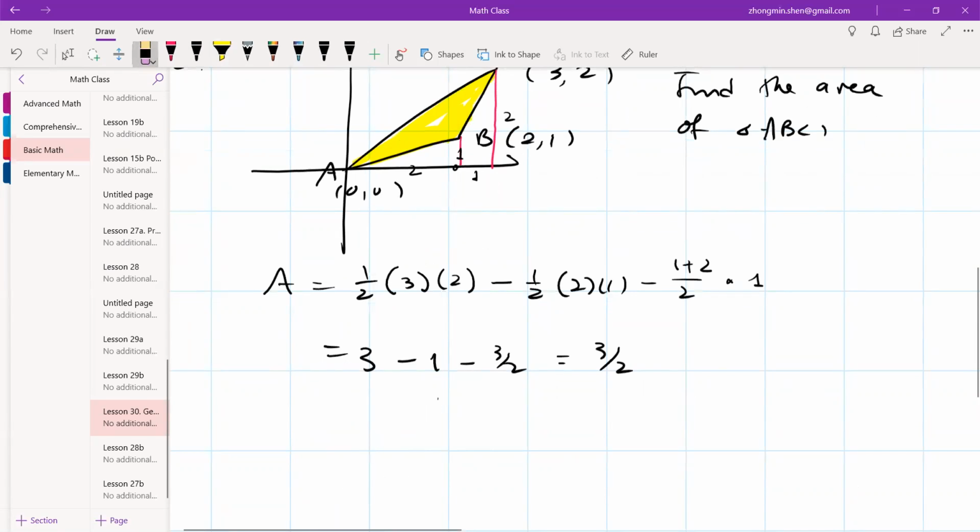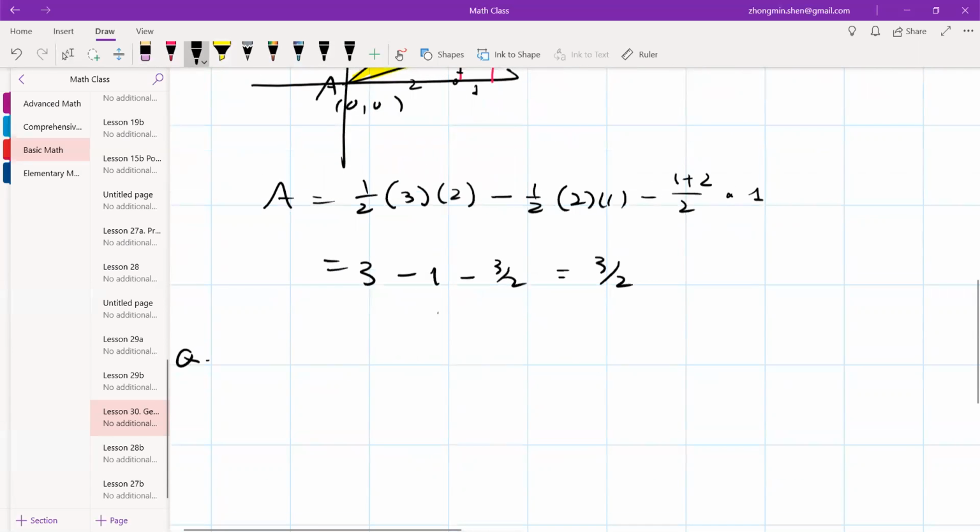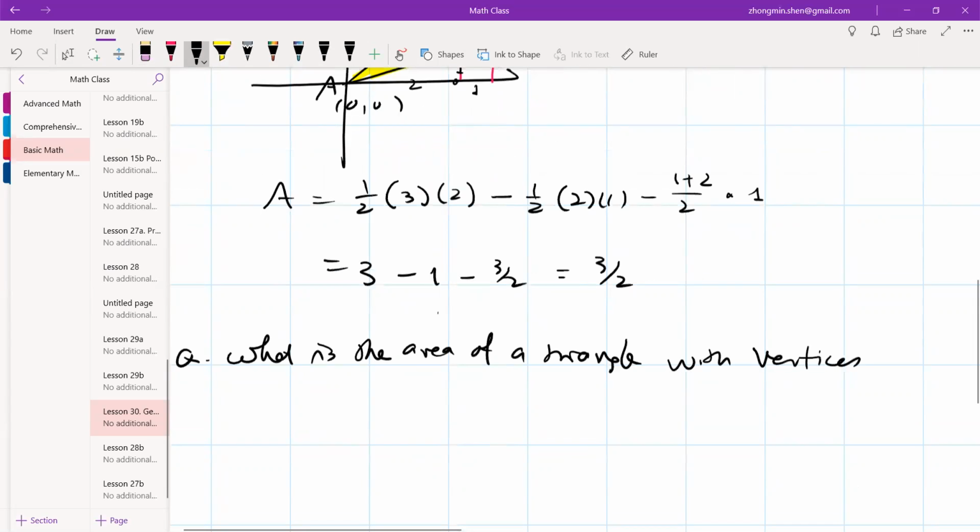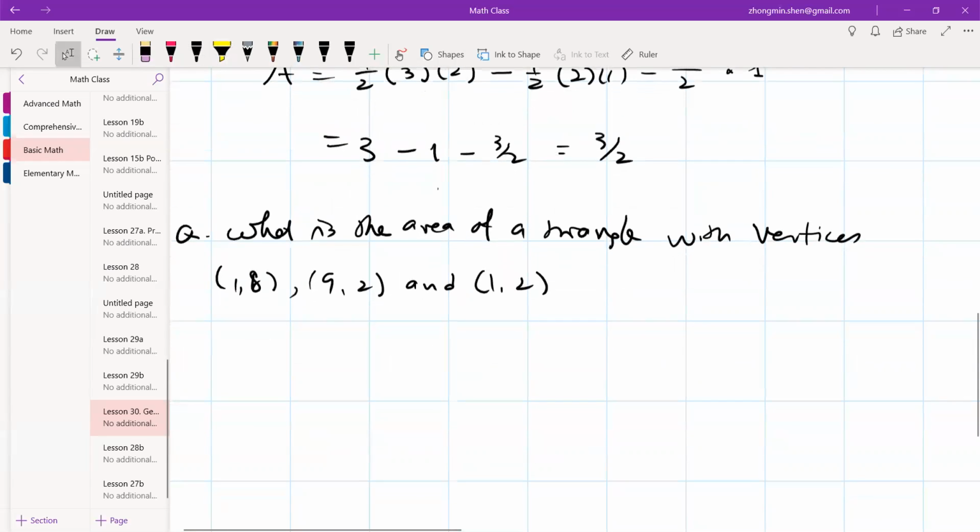All right, got it? Did you get the idea? So now I'm going to ask you to do the next problem. What is the area of a triangle with vertices (1, 8), (9/2, 9/2), and (1, 2)?